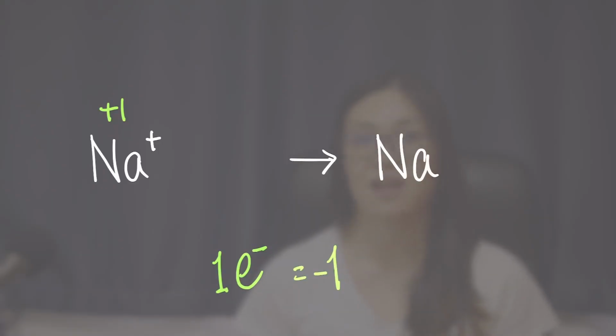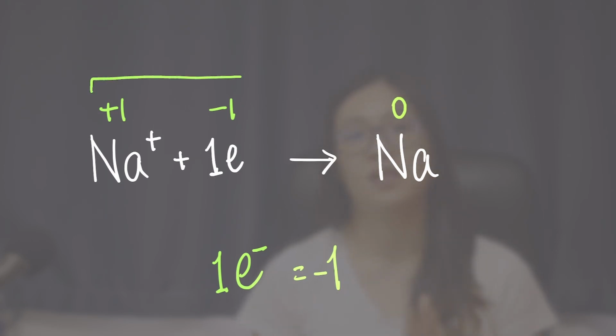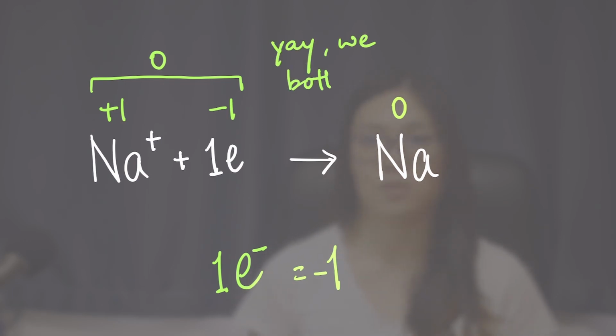Now, on the other hand, a sodium atom will naturally have no charge. This means that on the left side, we have a +1 charge, and on the right side, we have 0 charge. So in order to balance out the two sides, we need to add a -1 on the left side. This means that I need to add 1 electron on the left side. Doing this will make my left side have an overall charge of 0, balancing both sides out.